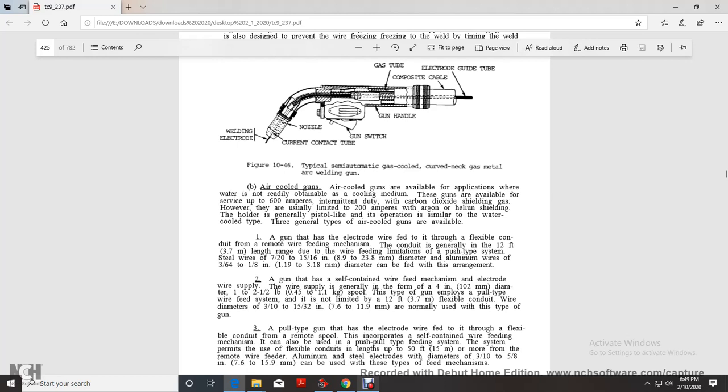Two, a gun with a self-contained wire feed mechanism. The wire supply is generally in the form of a 4-inch diameter, 1 to 2.5 pound spool. The type of gun employed with the pull-type wire feed system is not limited by a 12-foot flexible conduit. Wire diameters from 3/10 to 5/32 of an inch are normally used with this type of gun.